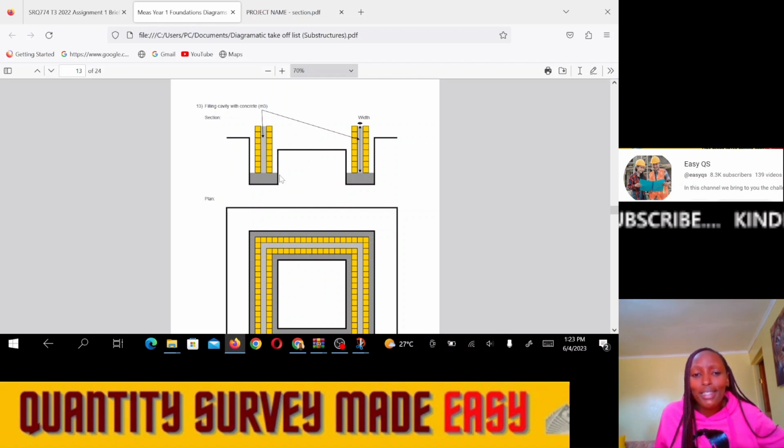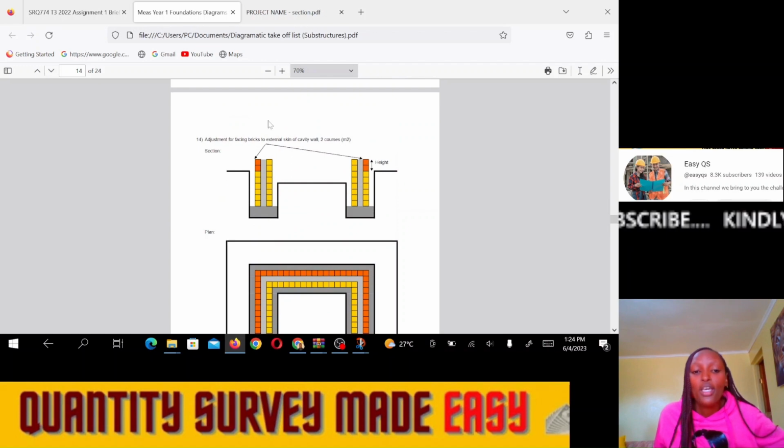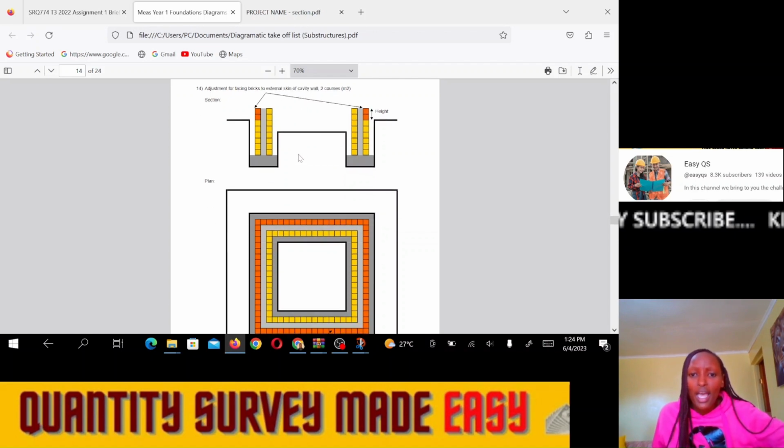We shall take the center line of the cavity, then multiply by the width of the cavity times the height of the cavity, because it's measured in volume. Very good. So we shall go to adjustment to facing bricks, for facing bricks to the external skin of cavity walls.